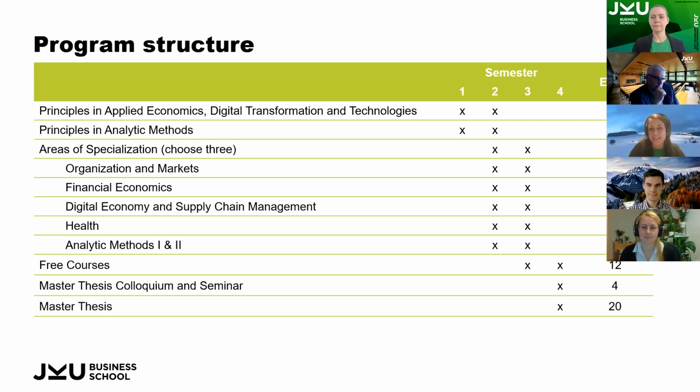And then you have the choice between several areas of specialization or restricted electives, as we call them. At the moment, we have 5 or 6 if you want. So you have to choose 3 of them, and you can specialize in organization and markets, in financial economics, in digital economy and supply chain management, where you heard about this little project before, in health, where you already heard about the pandemic project. And then we have analytic methods 1 and 2. If you are very keen on the method side, then you can do 2 specializations in analytic methods, where you can choose from a large amount of different courses in the various fields of analytics. And then you also have 3 courses that you can choose from any curriculum at JKU. And then once you have done that, you're ready to start your master thesis.